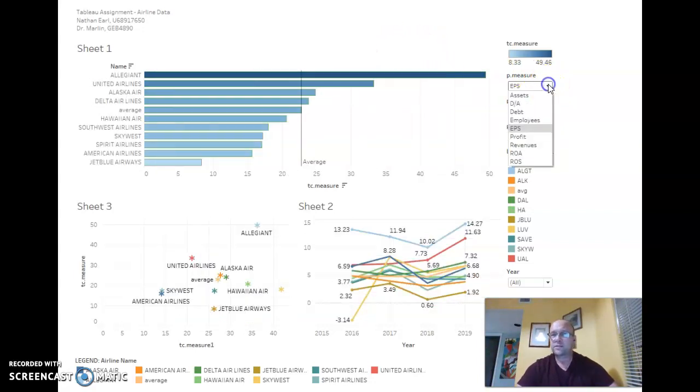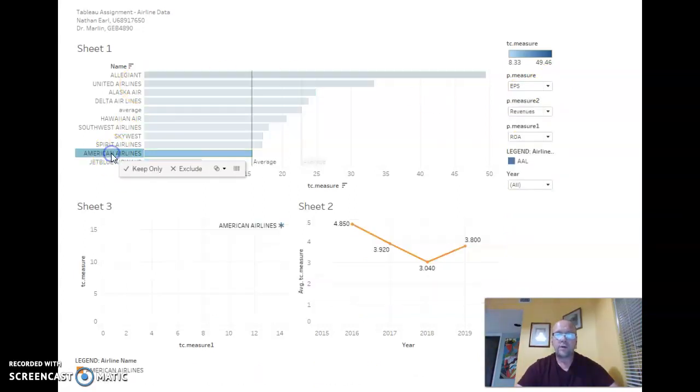And what's interesting to me was to realize about American Airlines, who has the highest revenue, the highest amount of employees, but the least return on revenue.